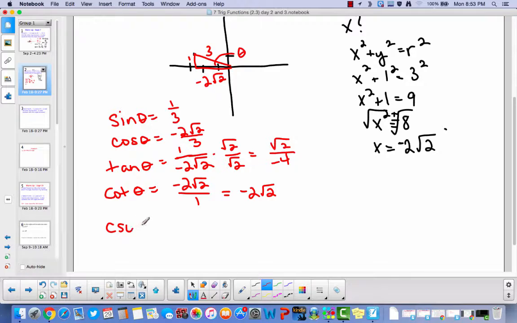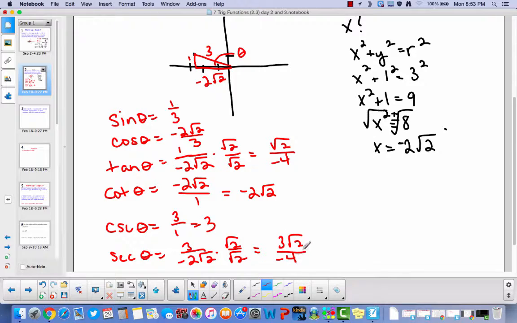Cosecant of theta is the reciprocal of sine. So it's 3 over 1, which is 3. And secant of theta is the reciprocal of cosine. So it's 3 over negative 2 square roots of 2. Again, we have to rationalize. So we multiply top and bottom by the square root of 2. And we get 3 square roots of 2 over negative 4, which is negative 3 square roots of 2 over 4. That's the reciprocal of that one.